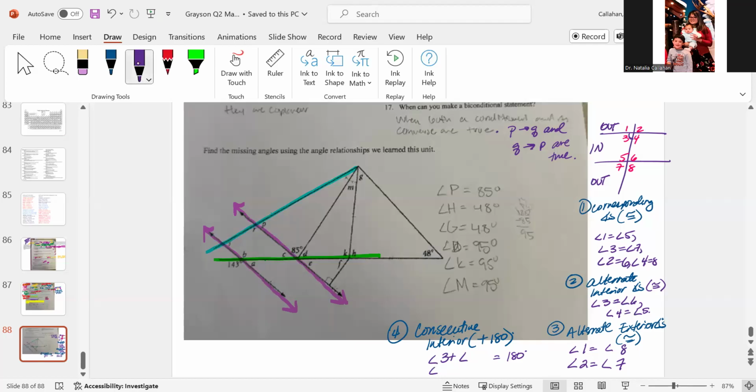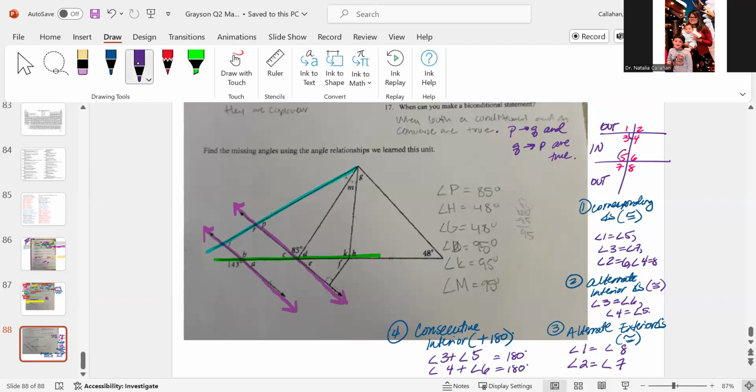Consecutive means next to it. What angle is next to 3? 4. No, not like that one. It has to be 5. Oh. Okay. Angle 5. 3 and 5. Do you see that? 4 plus 6 equals 180 degrees.